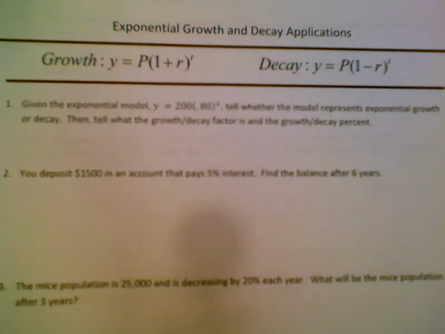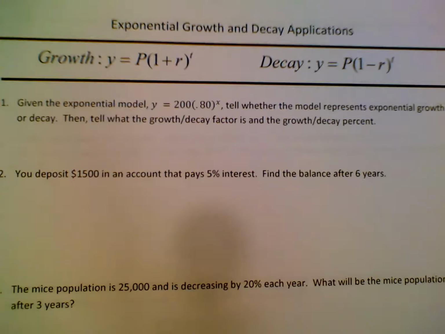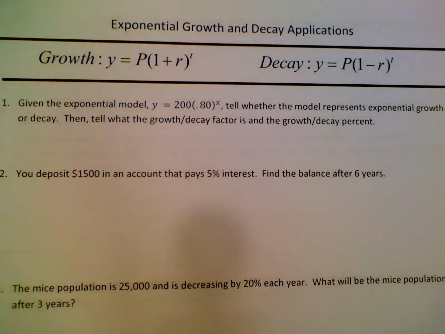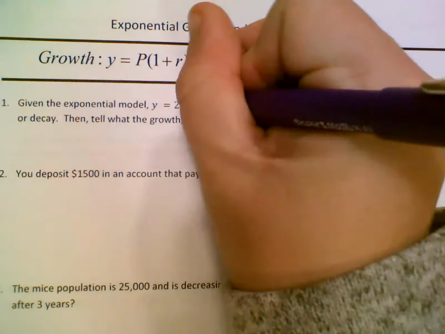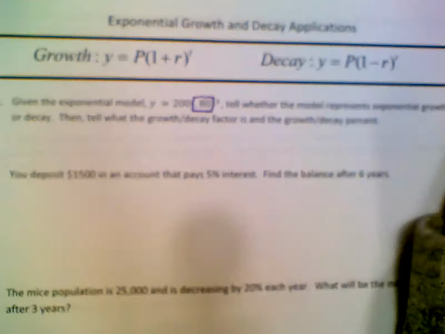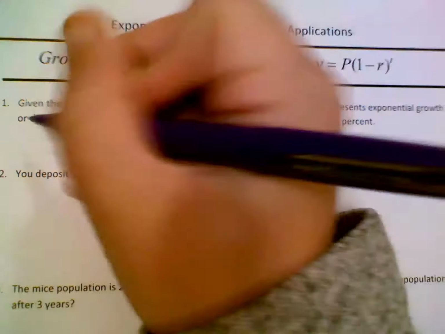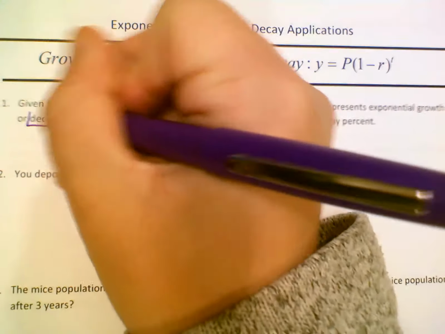So given the exponential model, y equals 200 times 0.8 to the x, tell whether the model represents exponential growth or decay. Then tell what the growth/decay factor is and the growth/decay percent. So we're looking at the 0.80. That's where all of this information is coming from. Since 0.80 is less than 1 but bigger than 0, this function is decaying.